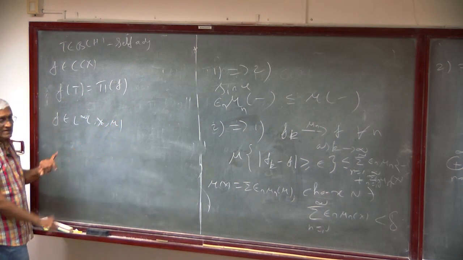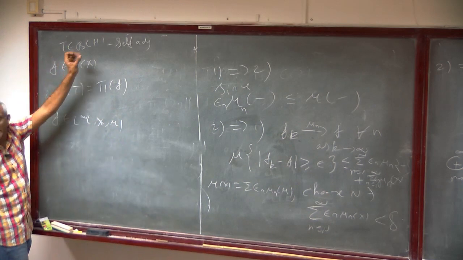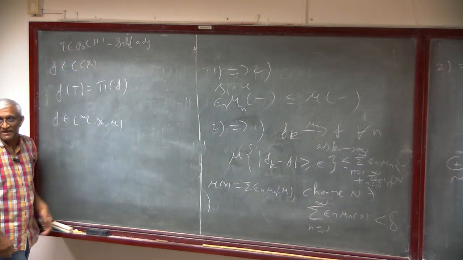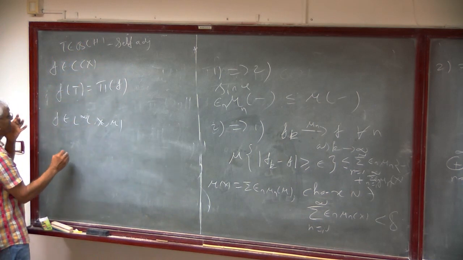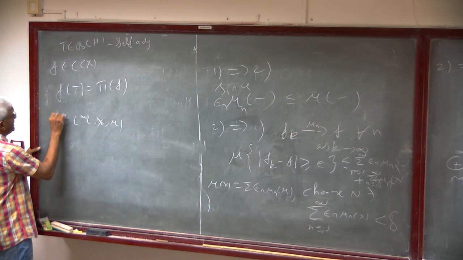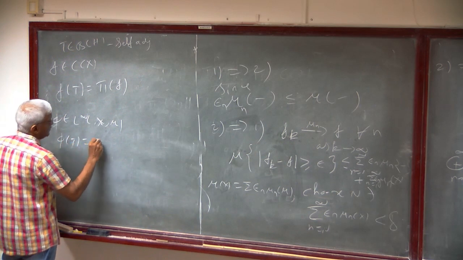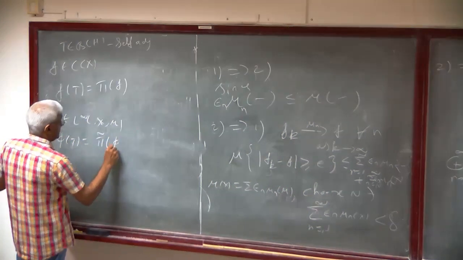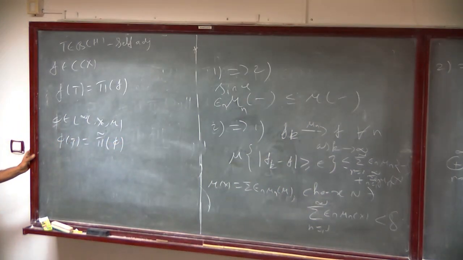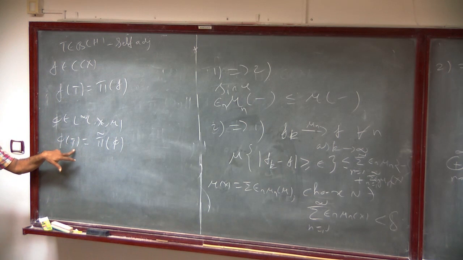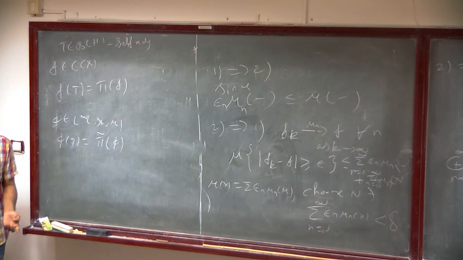Sigma-finite mu. That mu is associated with pi. It comes from the pi by whatever we have done. It's in L infinity mu. Define phi of t to be equal to that pi tilde of phi. Pi tilde of phi is an operator. You call that operator phi of t. This is just a function of an operator.